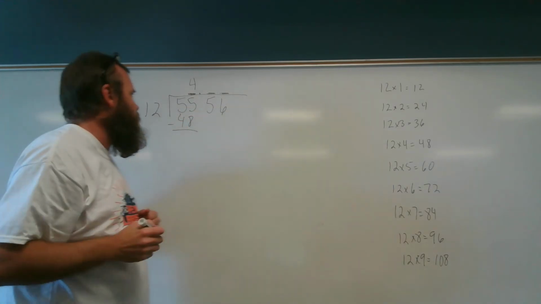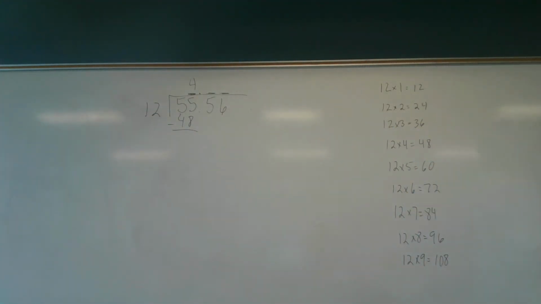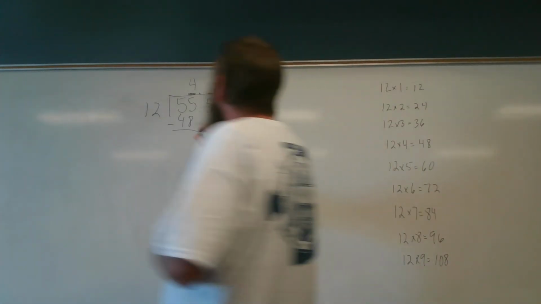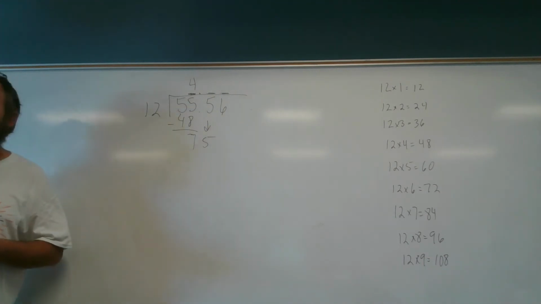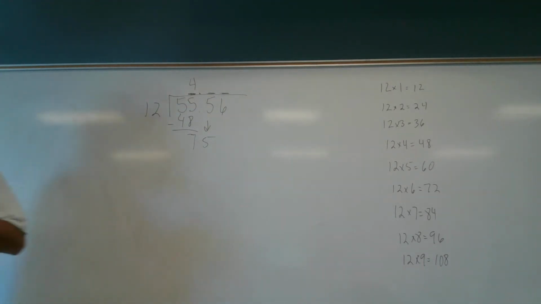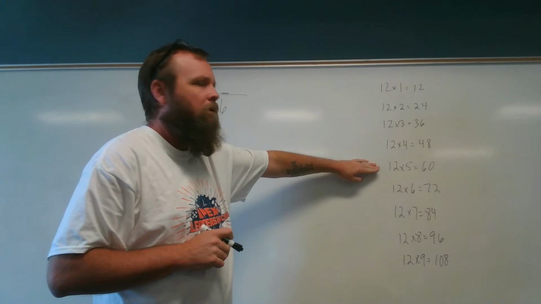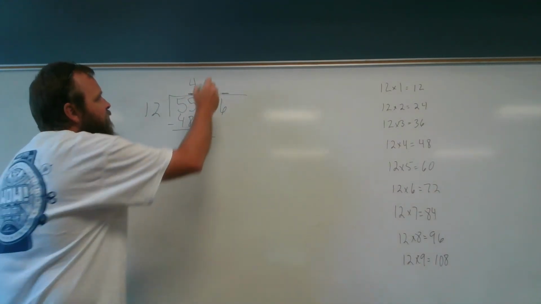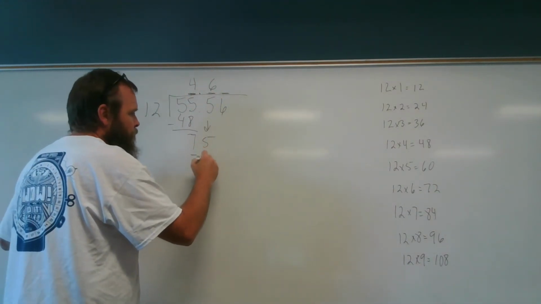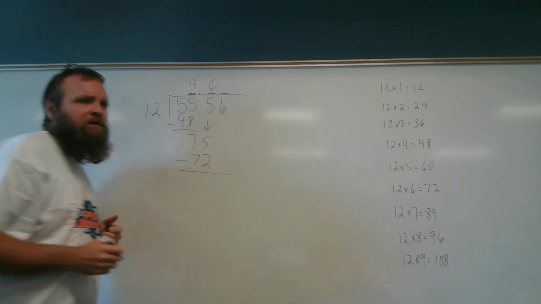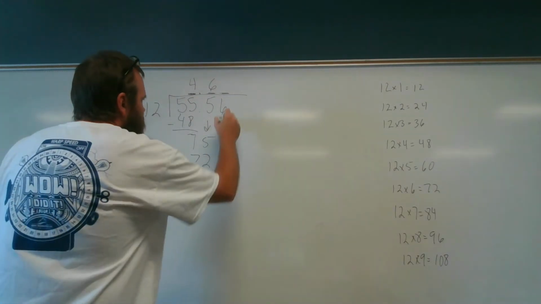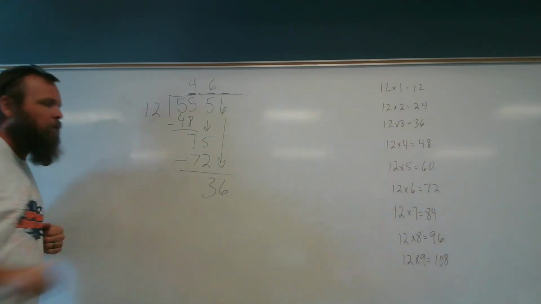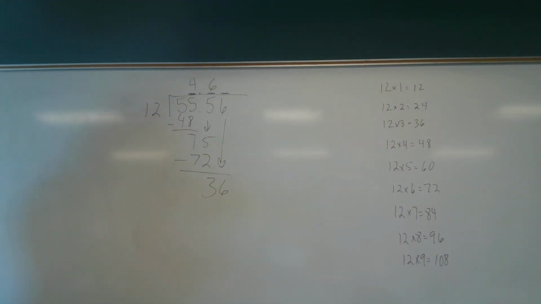And Celise, what is 55 subtract 48? 7. I bring down my 5. And 12 goes into 75 how many times, Celise? 6, good. 6 because it's 72. And then the difference of 75 and 72 is what, Celise? 3. Bring down my 6. And 12 goes into 36 how many times, Celise? 3.